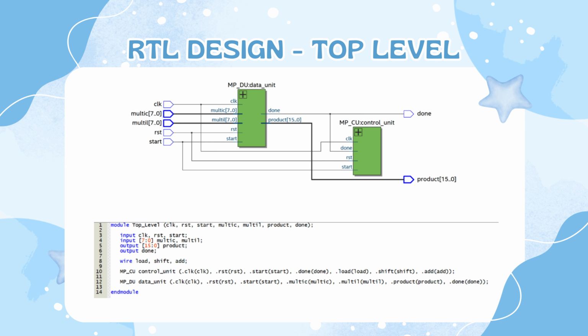The data unit loads the input into registers. The multiplication is done using shift and add operations. Once complete, the final product is stored and the done signal is set high to indicate the operation is finished. This design effectively multiplies two numbers using a hardware-based approach. It is modular, making it easy to modify or expand.